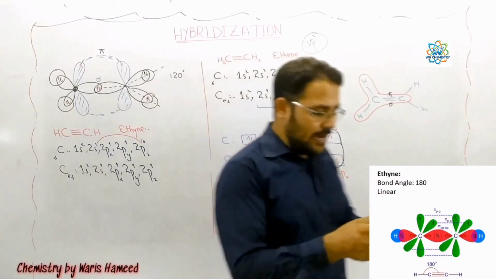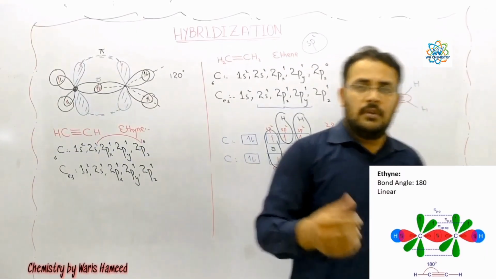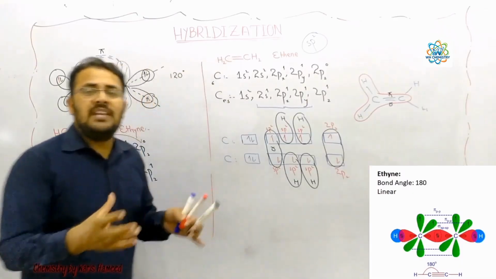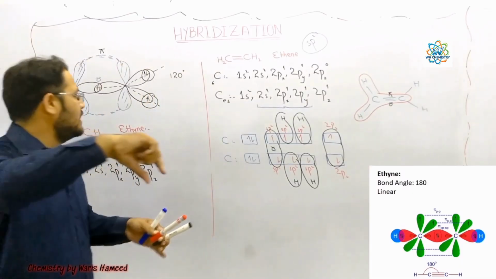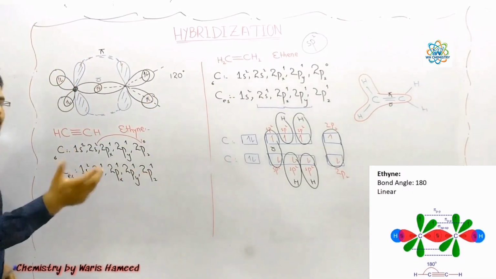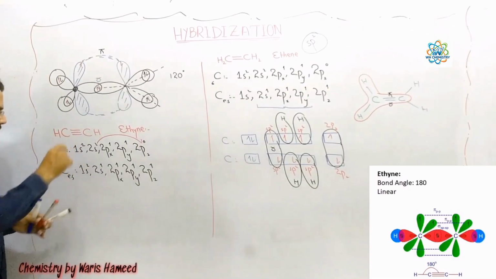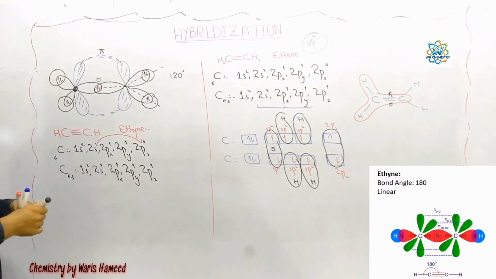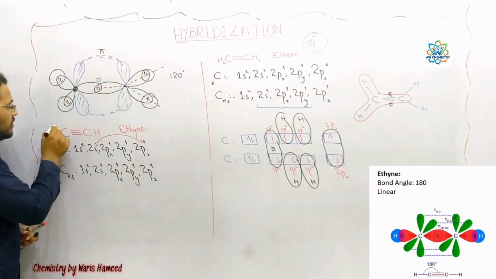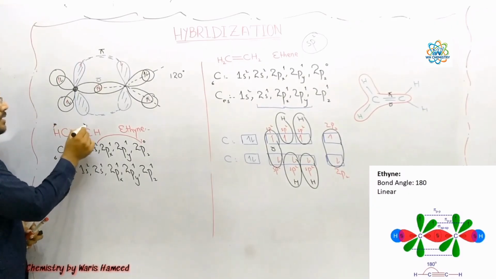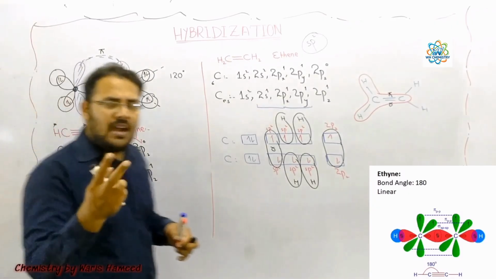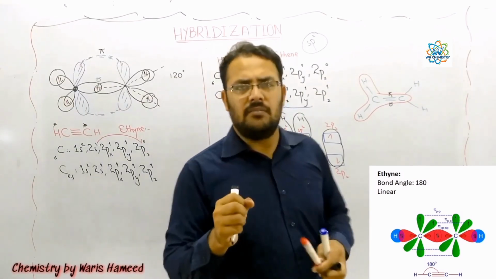Now again look at the molecule. Find how many atoms are attached with the central atom. Here we can take both these two carbons as a central atom. Just focus on this carbon atom. In this carbon, one hydrogen and a second carbon, two atoms are attached with the central atom.